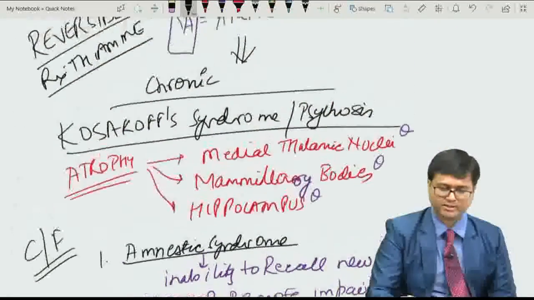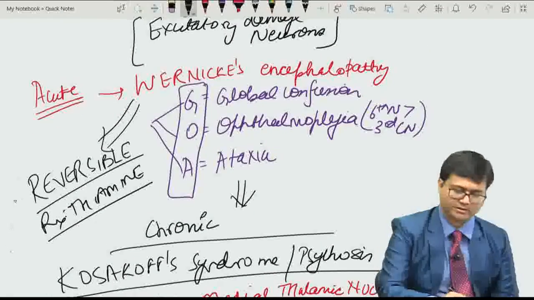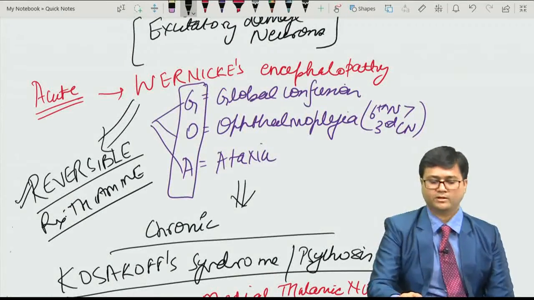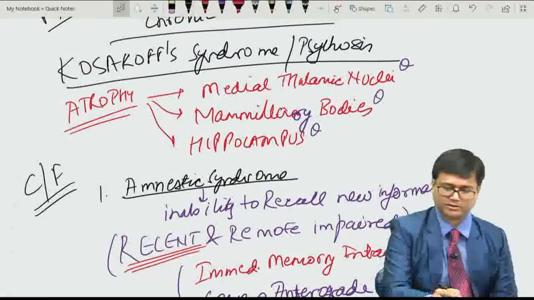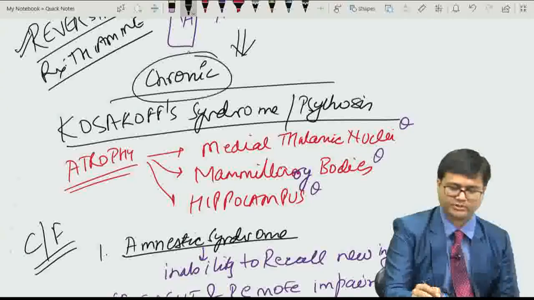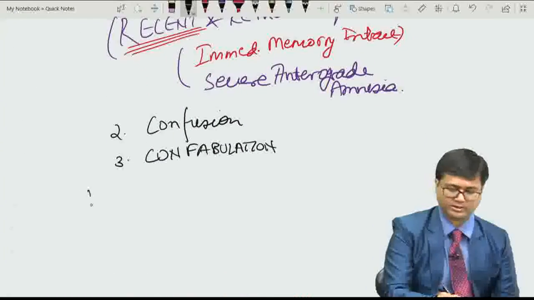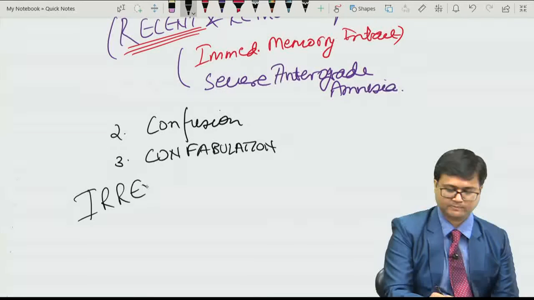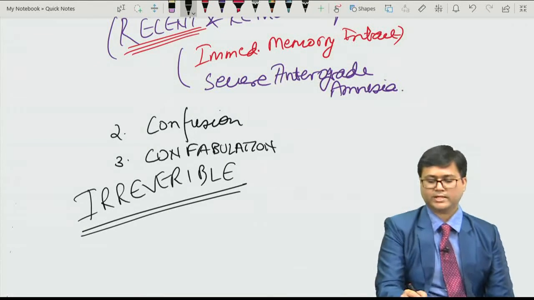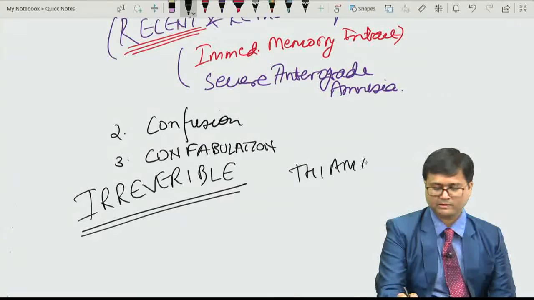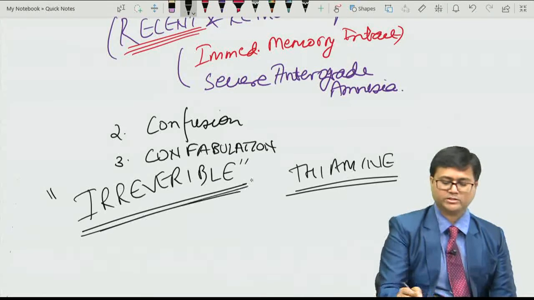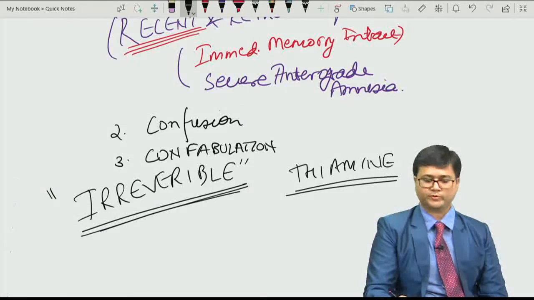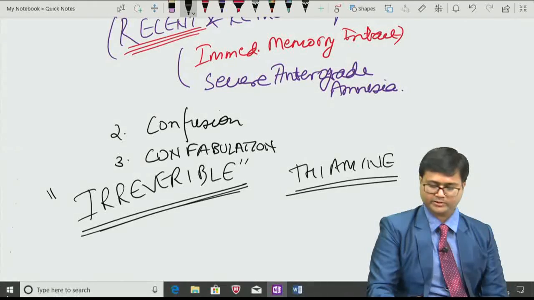Now, we had discussed that Wernicke's is a reversible syndrome, while Korsakoff occurs in chronic state first, and it is irreversible. Although thiamine may be used, it may be partially reversible, but in general it is irreversible. So important to differentiate from Wernicke's encephalopathy.